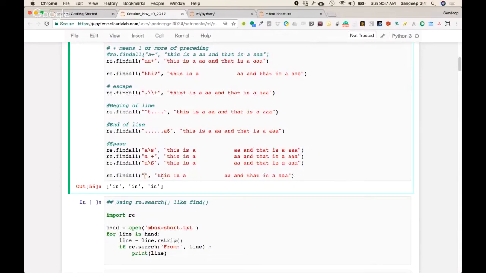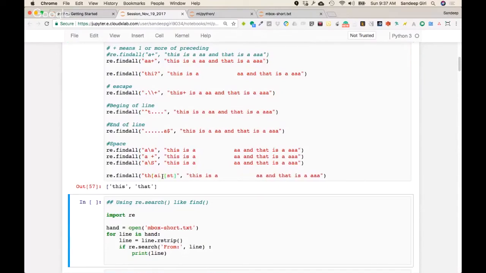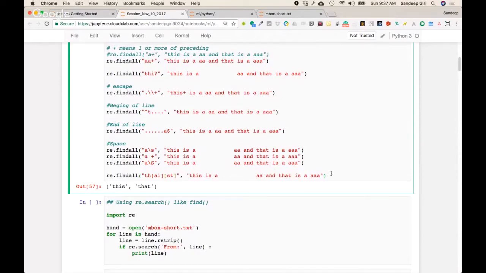Or let me show you. If you want to say T, H, I and A, and here S and T. What does it mean? It will match with this and that. It will match with this and that. Good? Sounds good to you?